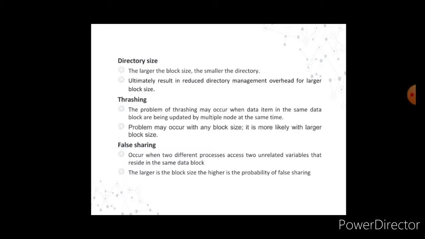Thrashing may occur when data items in the same data block are being updated by multiple nodes at the same time. This problem may occur with any block size. It is more likely with larger block sizes.